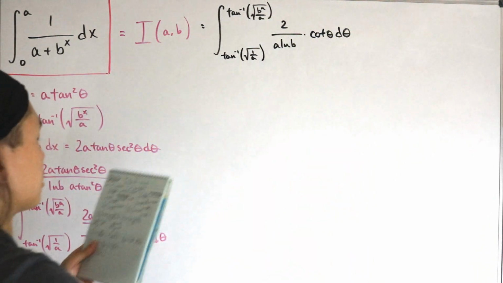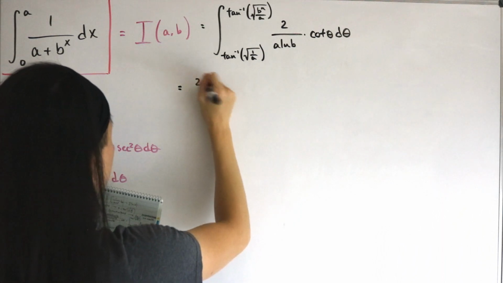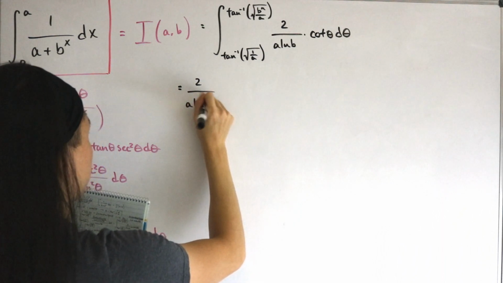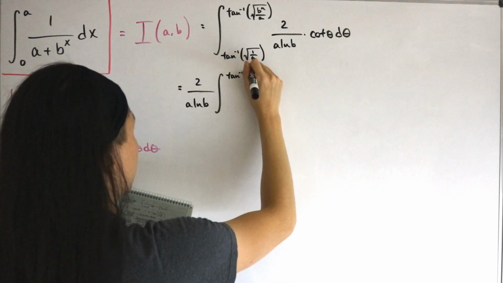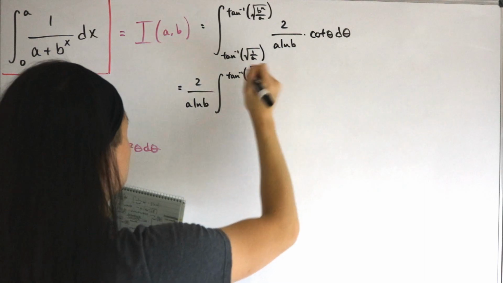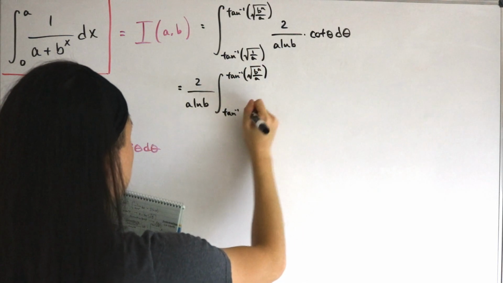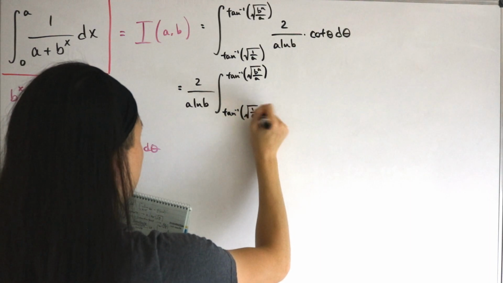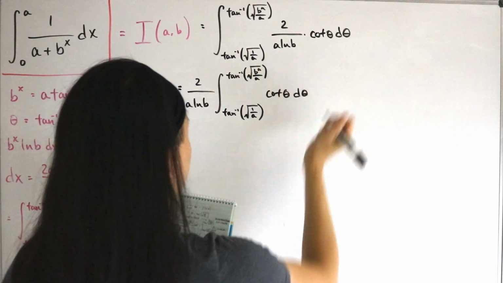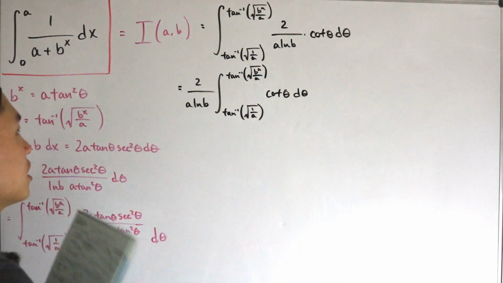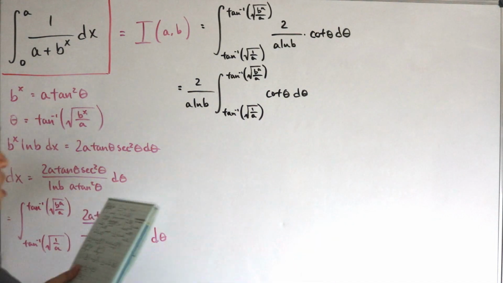Okay, so simplifying things even further, I can factor out this constant of 2 divided by a ln of b. So 2 and then a ln of b, then we have our definite integral, same bounds, inverse tangent of square root of b to the power a divided by a, and then inverse tangent of the square root of 1 divided by a, and then we're just left with cotangent theta. And this is actually pretty simple to do, since if you just rewrite cotangent theta as cosine divided by sine, then you just apply that u-substitution for sine.